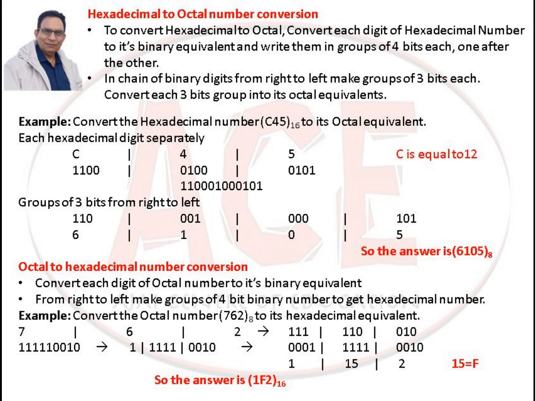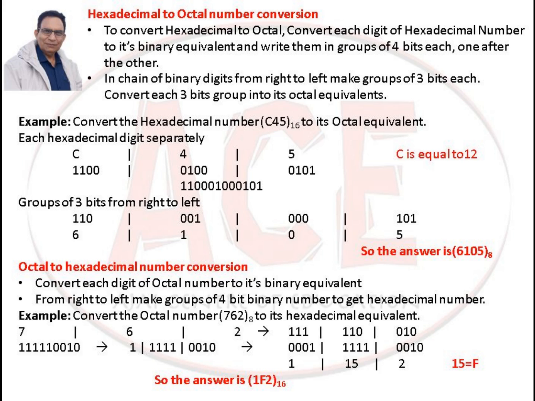Octal to hexadecimal number conversion: convert each digit of the octal number to its binary equivalent. From right to left, make groups of 4 bits of the binary number to get the hexadecimal number. For example, convert the octal number 762 base 8 to its hexadecimal equivalent. Writing 762 separately, we get 7 equal to 111, 6 equal to 110, and 2 equal to 010.